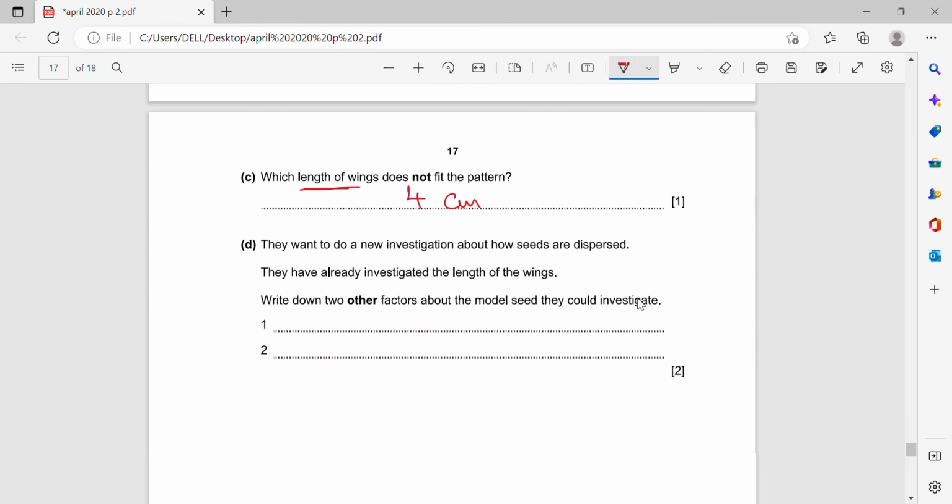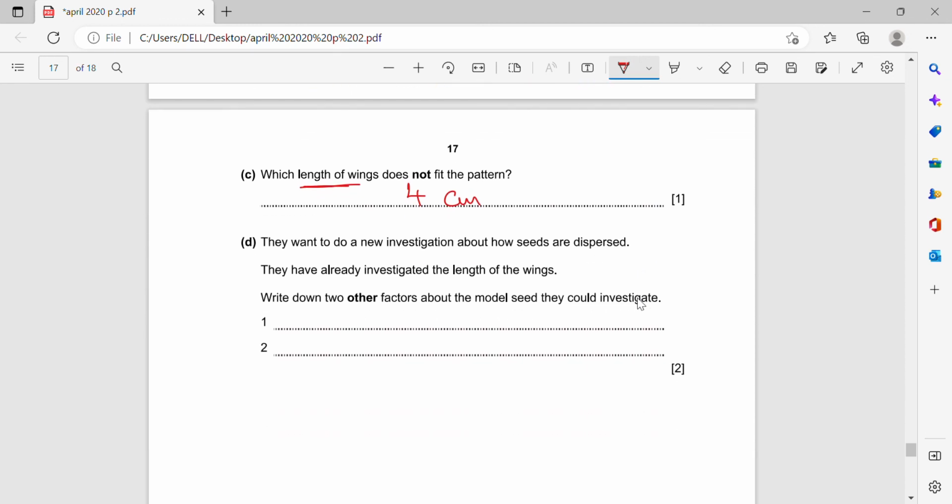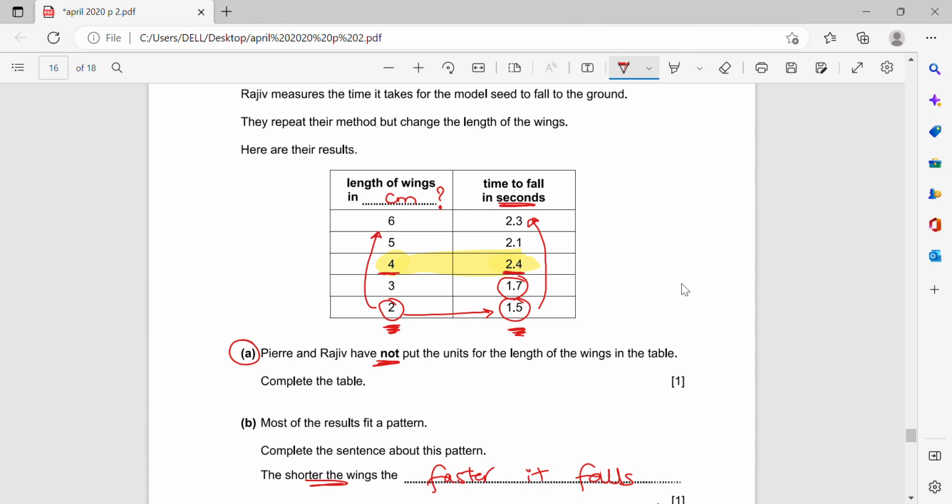Question D. They want to do a new investigation about how seeds are dispersed. They have already investigated the length of the wings. Write down 2 other factors about the model seed they could investigate. Here they did the investigation. What did they do? They changed the length of the wings. So the factor that varies is the length of the wings.